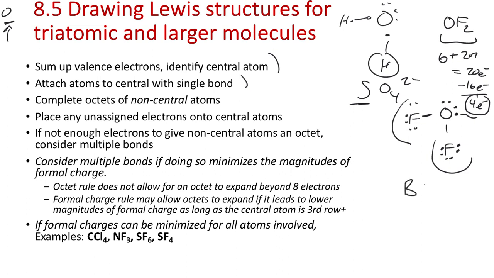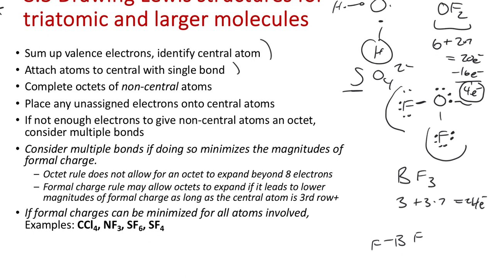Let's contrast that Lewis structure with BF3 for a minute, and then also try to get through the rest of the rules. For BF3, boron only has 3 valence electrons, and fluorine is 3 times 7, so that's 24 electrons. We have a central boron and 3 fluorines. I'm going to move this fluorine down just so I have more room to write the electron pairs. So I'm going to give each fluorine its octet.